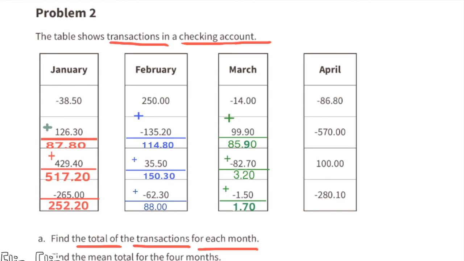They start with a withdrawal of $86.80, followed by another withdrawal of $570, leaving a temporary balance of negative $656.80. Finally, they deposited $100. That brought the temporary balance up to negative $556.80, and then made a final withdrawal of $280.10, leaving the ending balance in April at a negative $836.90.